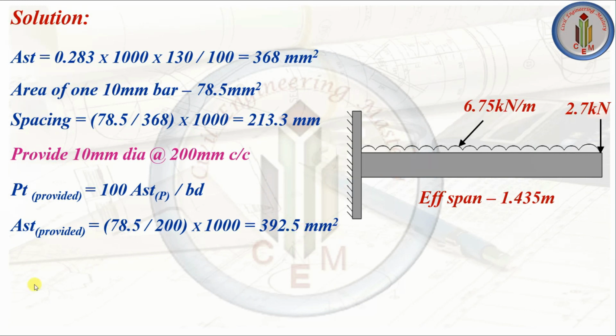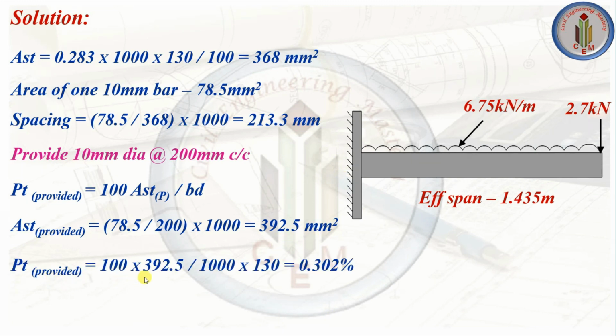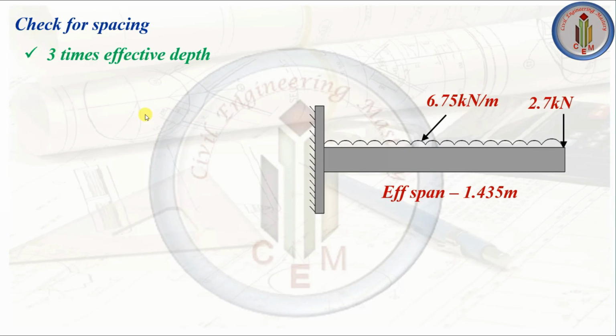Always check this: Ast required should be less than Ast provided. Next, Pt provided. From this Ast provided we get the percentage of steel as 0.302. Our percentage required was 0.3, but we have provided 0.302, which is more than required. Next, let's do the check for spacing. As per IS 456, we have two checks for spacing, that is 3 times the effective depth, and the next one is 300 mm.